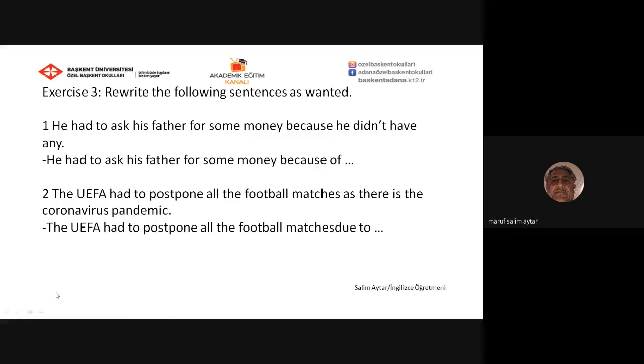2. The UEFA had to postpone all the football matches as there is the coronavirus pandemic. Okay, so this time we have to use due to. After due to, we have to find a noun in this statement. Have you found it? The UEFA had to postpone all the football matches due to. Can you find the noun here for that?